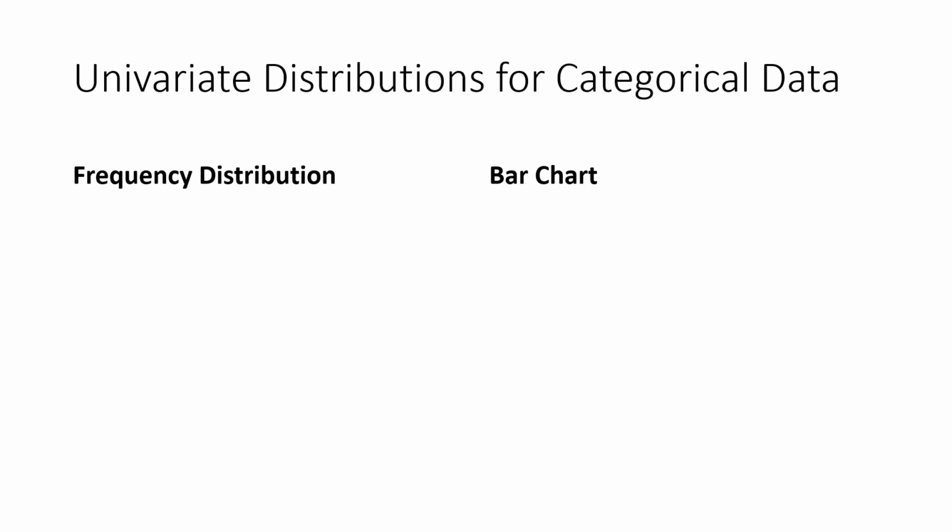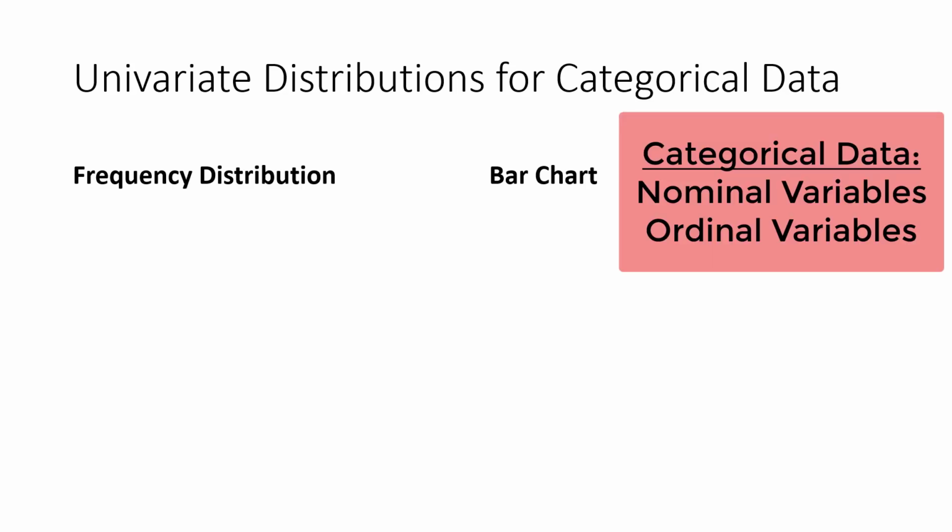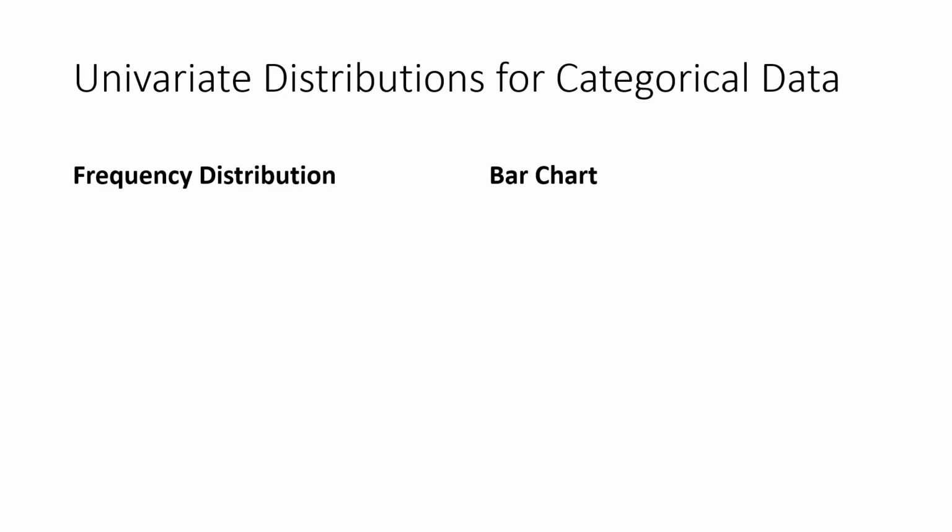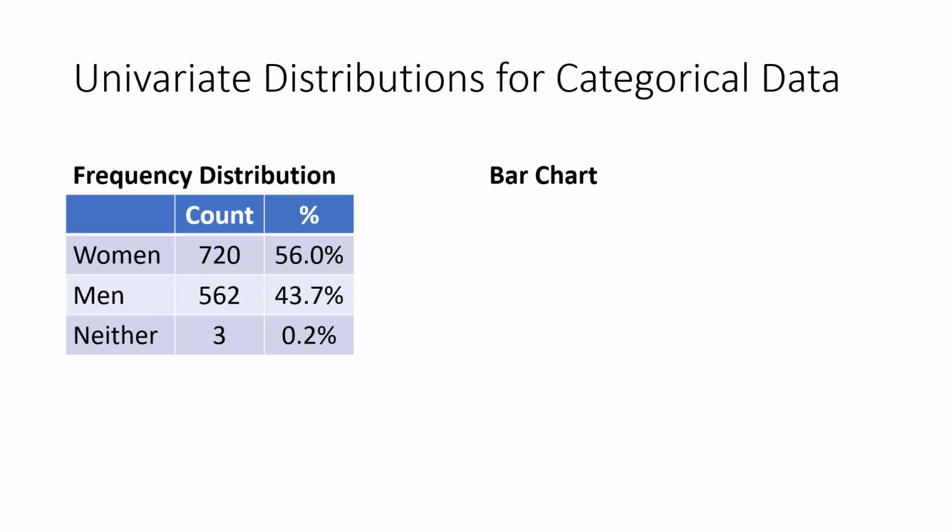So I'm going to start with thinking about how we deal with univariate distributions for categorical data. And if you recall, categorical data refer to nominal and ordinal level variables. The first thing we might look to is what's called a frequency distribution. A frequency distribution bins up the various categories or options available and counts them. And this can be presented as both raw counts or as percentages. So for example, here we have the distribution of counts for gender from some survey.